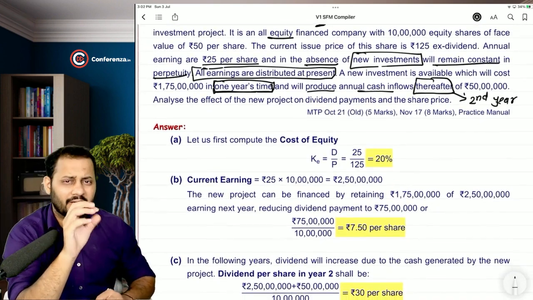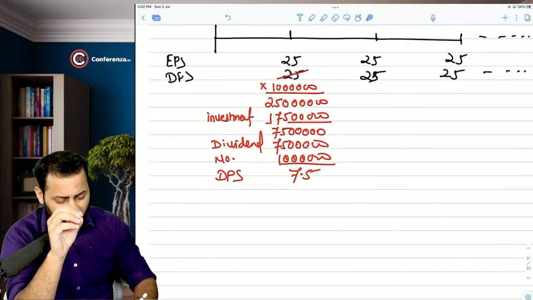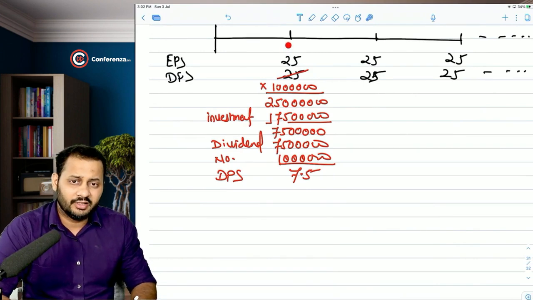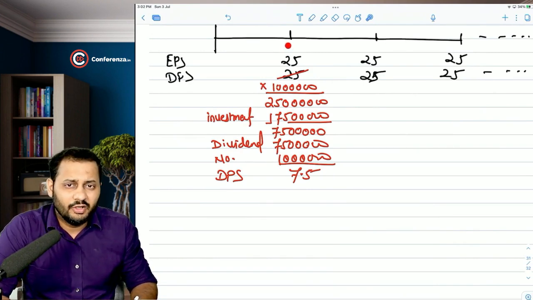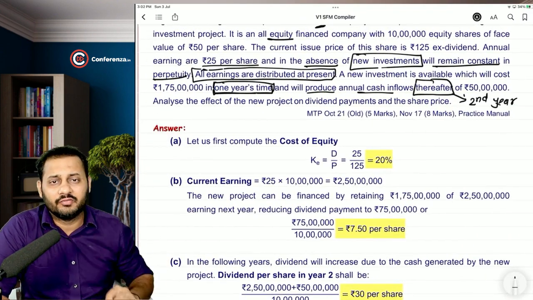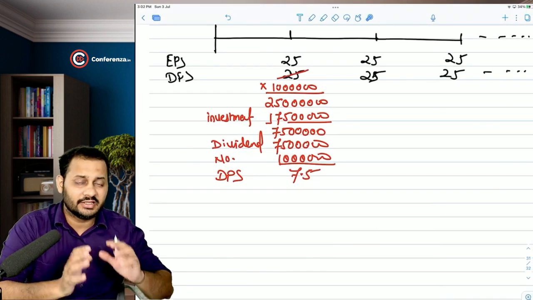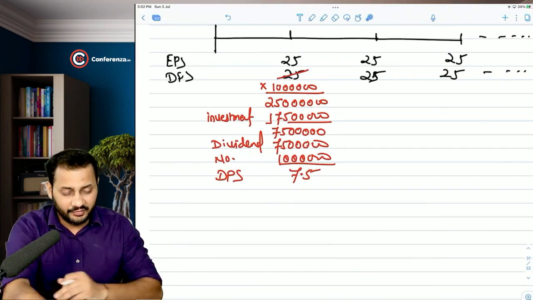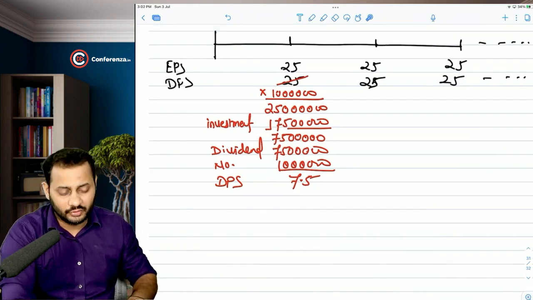It's very practical to understand that if you are investing in a project at the end of the first year, it will not start producing cash inflows immediately. It will take time, at least 1 year. So it will produce a cash flow of how much? 50 lakh rupees thereafter. Thereafter means second year onwards. Every year it will generate a cash flow of 50 lakhs.